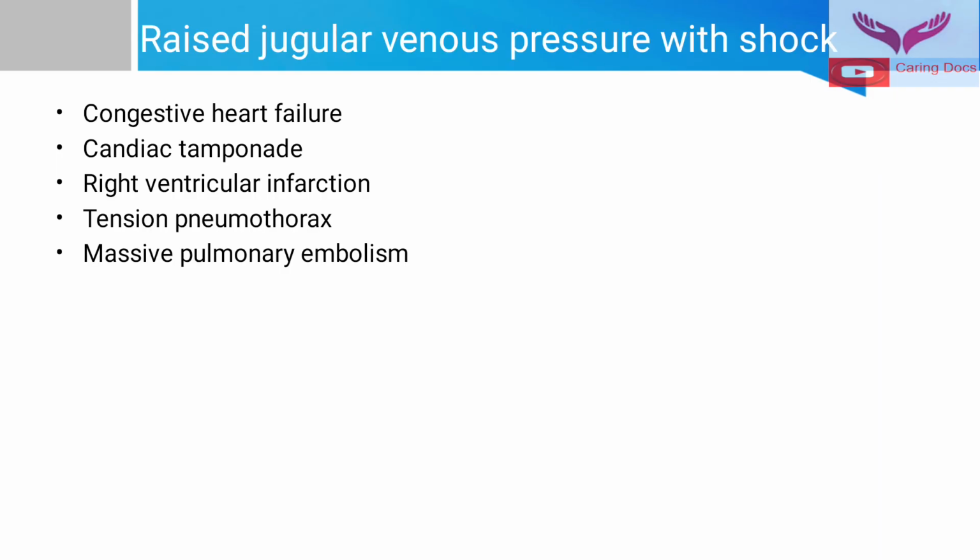The raised jugular venous pressure with shock is seen in congestive heart failure, cardiac tamponade, right ventricular infarction, tension pneumothorax, and massive pulmonary embolism.